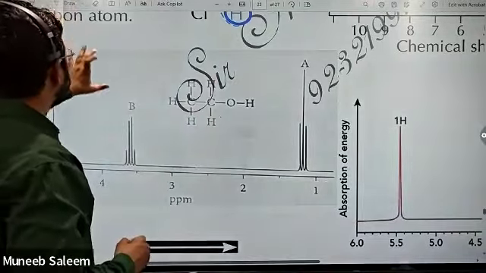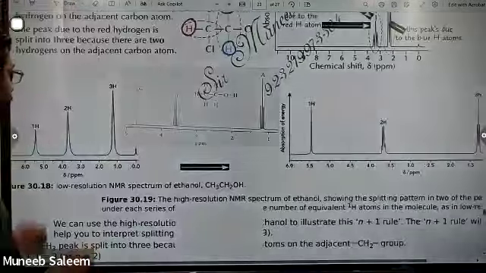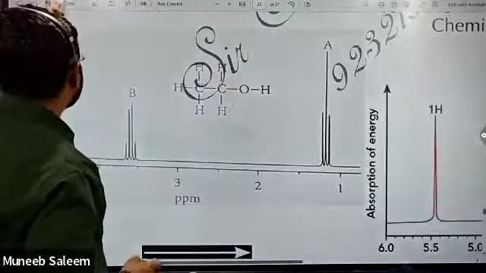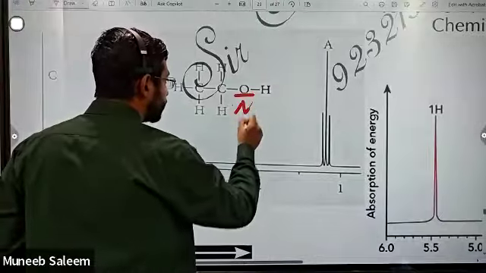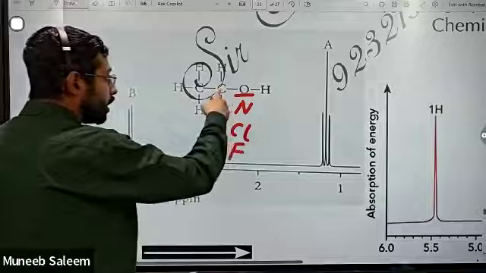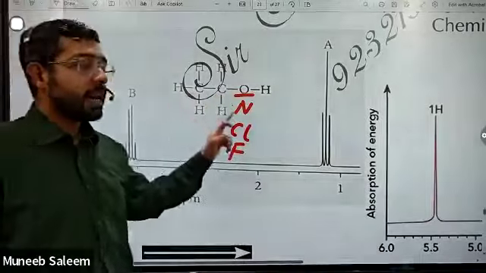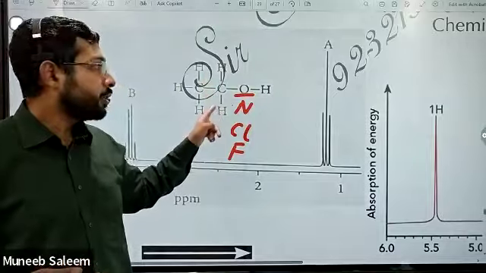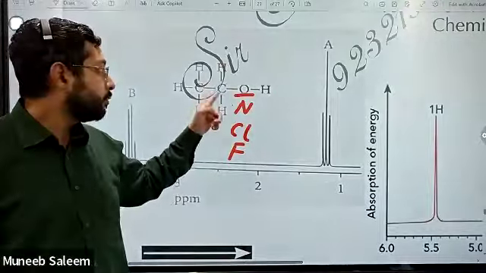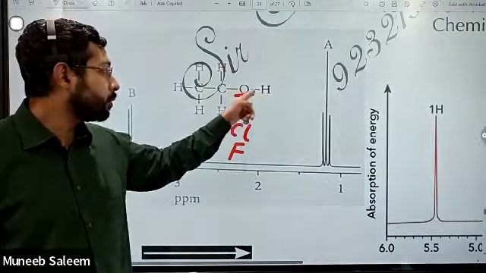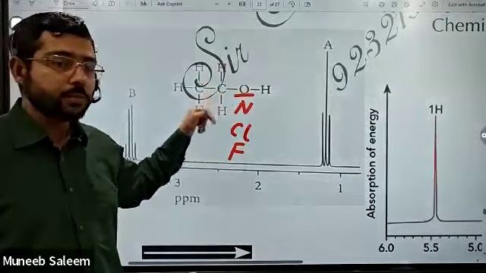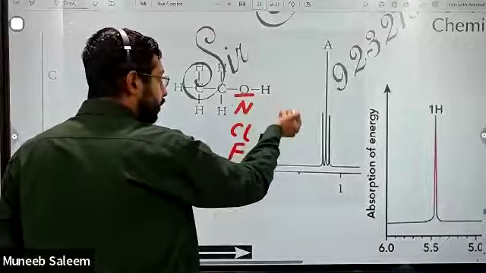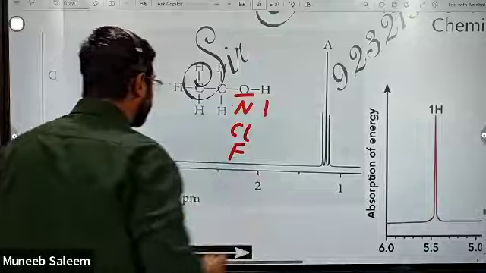So there's a rule here which I need to add: if the carbon is bonded with a highly electronegative atom, let's suppose oxygen or nitrogen or chlorine or fluorine, then that electronegative atom cannot let the hydrogens create the effect of splitting, which means this hydrogen atom will not be able to cause splitting on the other hydrogen atoms, which means that this hydrogen atom will remain on its own. It will be present in the form of a singlet.